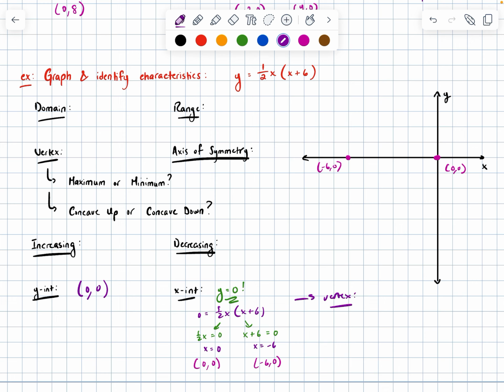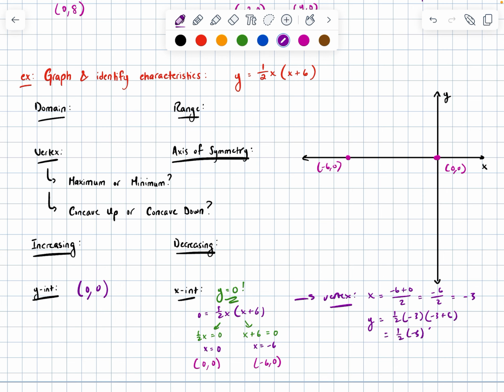My vertex is going to be halfway between these intercepts. So its x value is going to be equal to the average of -6 and 0. -6 plus 0 is equal to -6. -6 divided by 2 is -3. From here, let's find the value of y by plugging in. So y is going to be equal to 1/2 times -3 times (-3 plus 6). So this is 1/2 times -3 times 3. We'll end up with a fraction here, but that's okay. I have 1/2 times -3 times 3 is -9. 1/2 times -9 is -9 over 2.